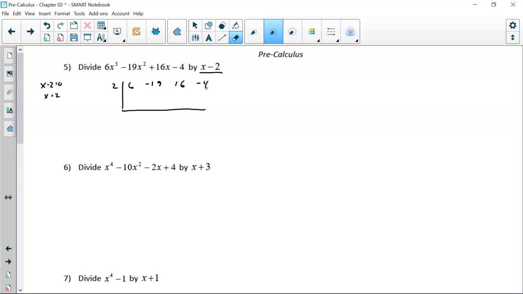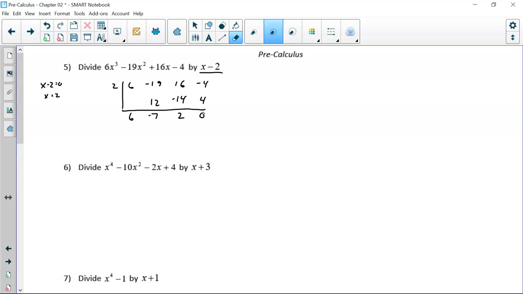Now, with this, what you're going to do is add the first column, bring down that 6, and now multiply by what's on the outside. 2 times 6 is 12. Then you add the column. Negative 19 plus 12 is negative 7. Now you multiply by the 2 on the outside. 2 times negative 7 is negative 14. When you add, you get a 2. And then 2 times 2 is 4. And when you add, you get a 0.